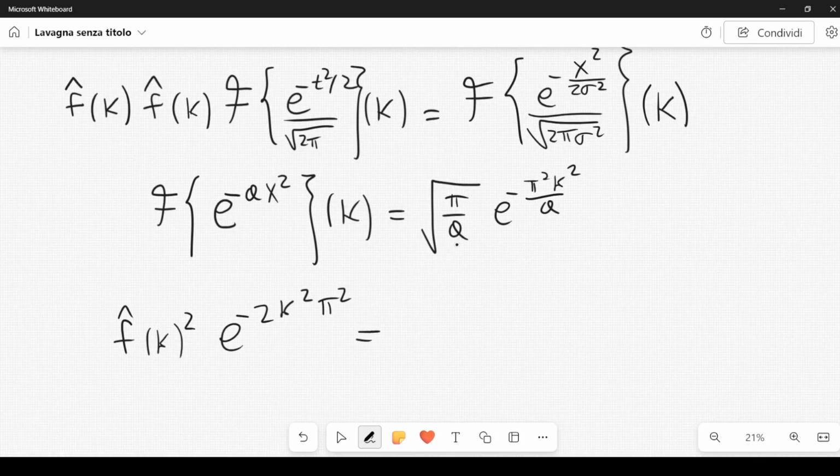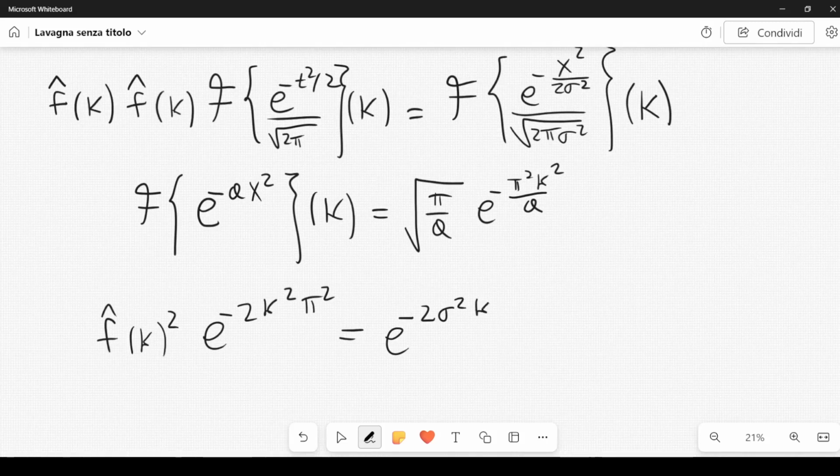Then on the right, we have the square root of pi over a, and if you take a look at it, a is equal to 1 over 2 sigma squared, so we get the square root of 2 pi sigma squared, which will cancel this term here, so they will cancel. And therefore, we can write e to the minus 2 sigma squared k squared pi squared.